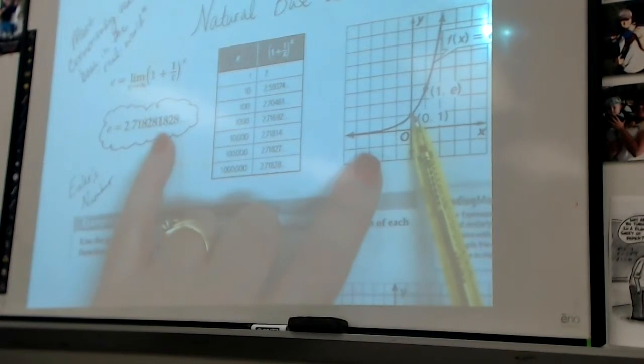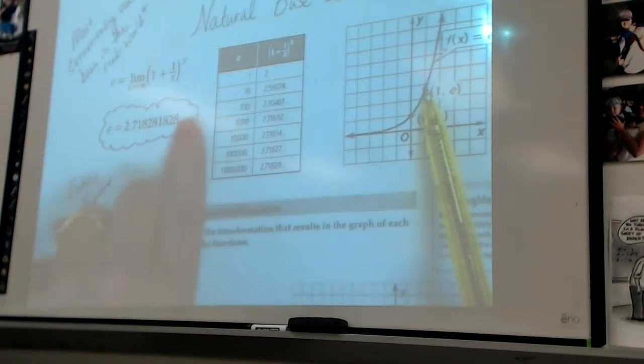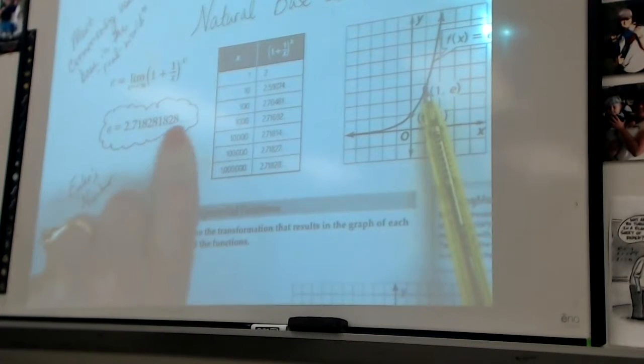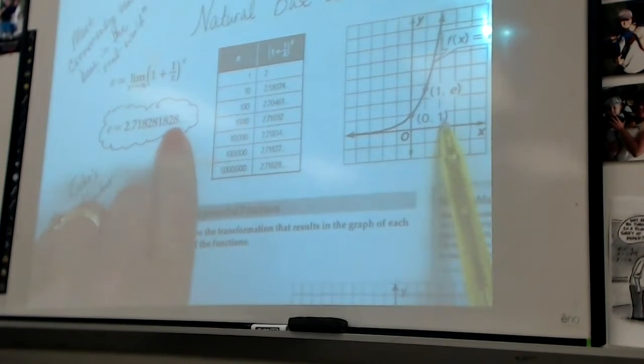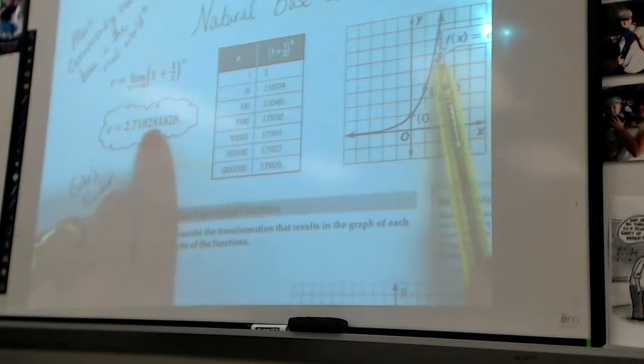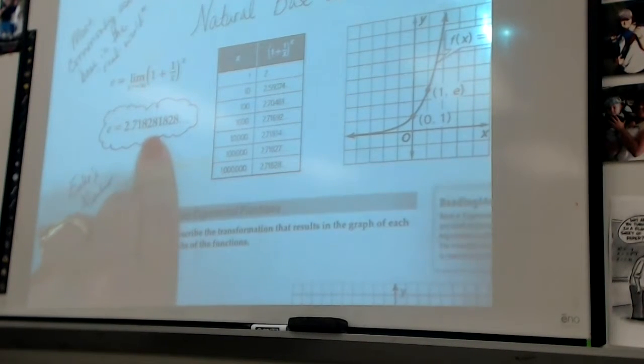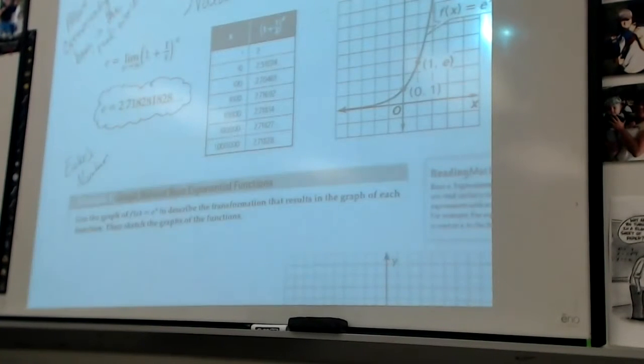Because if you raise e to a 0 power, it's still 1. Anything raised to 0 power is 1. But if you raise e to the first power, it would be this number right here. Then if you raise e to the second power, it would be 2.718281828, whatever. It would be about 7.3, I think is what we figured out this morning. Okay. All right. So we're going to be working with this natural base e.